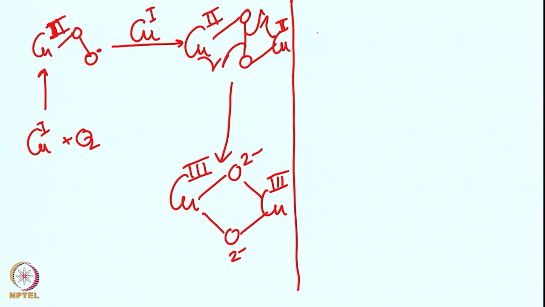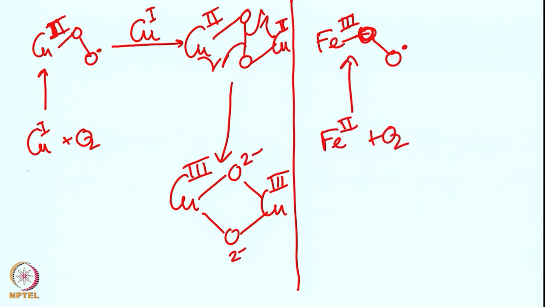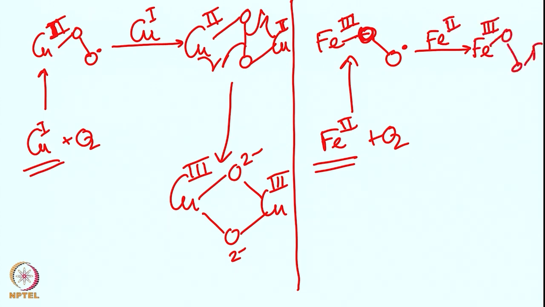A similar thing you have seen in the case of iron. Let me draw the similar intermediate. Iron 2 is reacting with oxygen, right? So if we start from copper 1, we start from iron 2. It's an iron 3 superoxo, and from there on another iron 2 can come in, although this could be a side-on geometry, I am just drawing it as an end on for clarity, and iron 3 can form. Now this iron 3 intermediate can once again break homolytically, each giving one electron. Overall you can form the iron 4 bis-mu-oxo species.